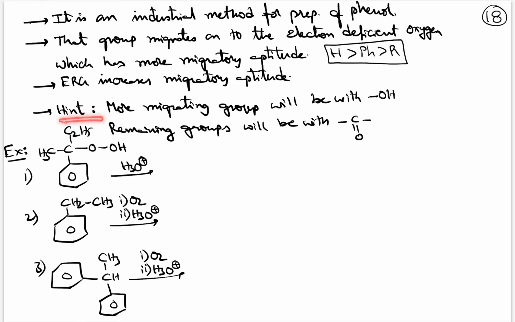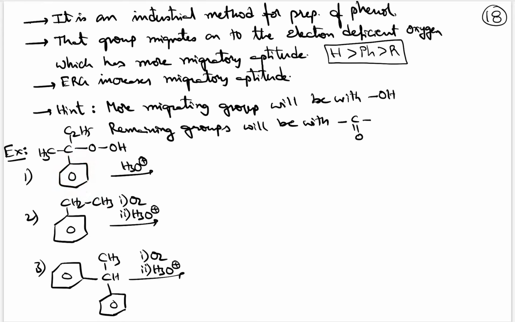So according to this, it will go, and electron releasing groups will increase the migratory aptitude order. And a hint: the more migrating group should be with the OH group. That means ultimately the group containing OH will be the one which is the better migrating group. Suppose you see here in this example, between methyl, ethyl and phenyl, which has the better migratory aptitude? These two are alkyl groups and this is a phenyl. So phenyl should be with the OH group.